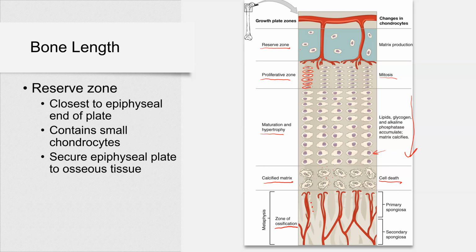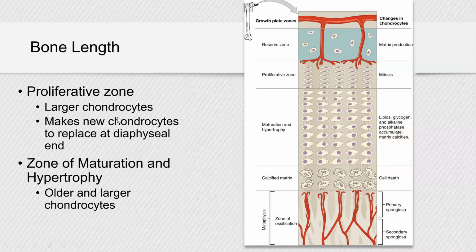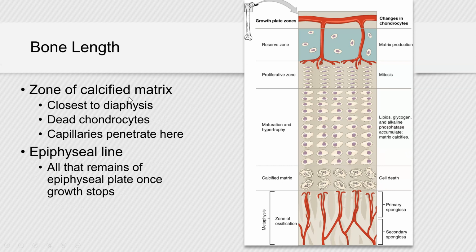So here are our small chondrocytes, right? Then we have the proliferation or proliferative zone, where we have a division of the chondrocytes. So we make new chondrocytes to replace at the epiphyseal end. Then we have maturation or hypertrophy, where we have older and larger chondrocytes, right? And then we have the calcification zone that is closest to the diaphysis, the shaft of the bone. And when we have calcification of the matrix, chondrocytes die. Now capillaries penetrate here, and the cartilage that is dead now is replaced by bone.